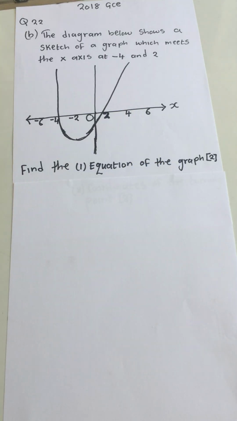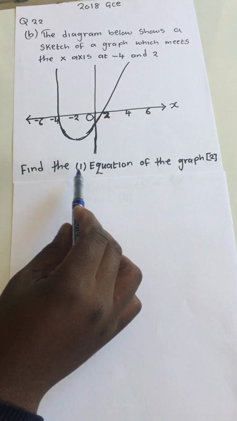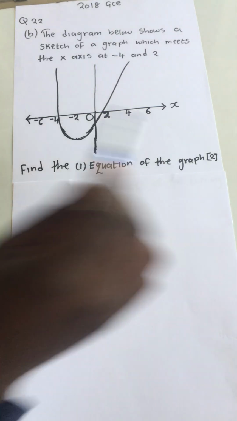You have been told to find the equation of the graph. This question carries 4 marks and it is always on number 22. This question comes in different forms, so for you to be safe, you need to understand how it comes and what each question demands you to do. So let's start.